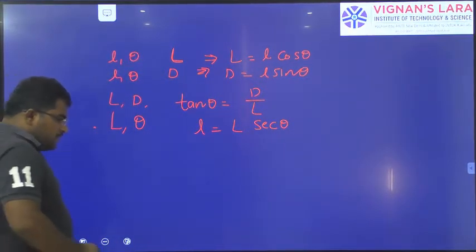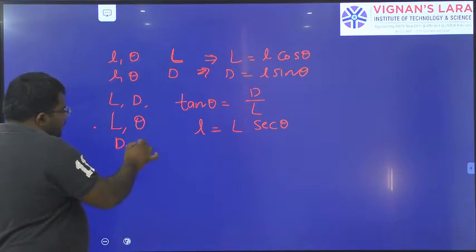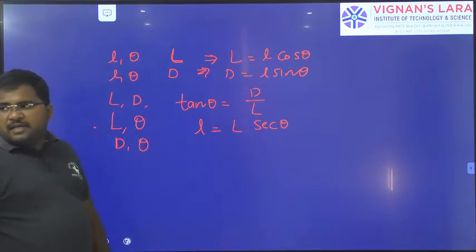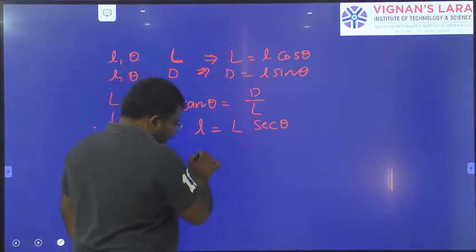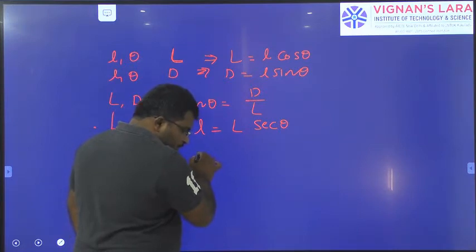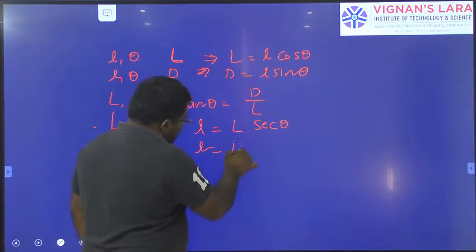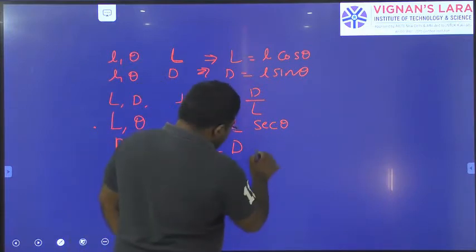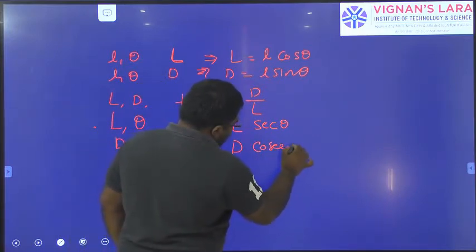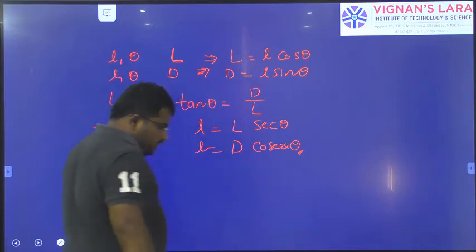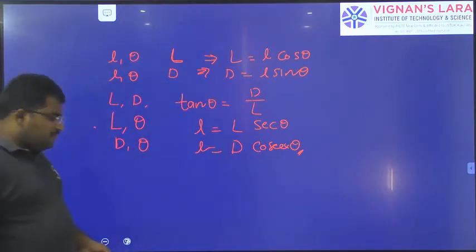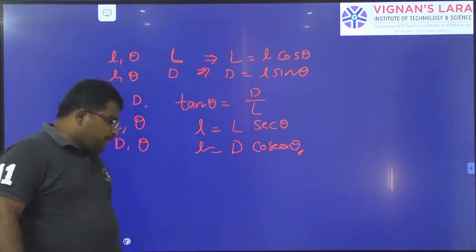Then sometimes they will give D and theta, the departure as well as the theta value. In that case, what you have to do is this: small l is equal to D cosecant theta. So these kinds of trigonometrical formulas we are going to apply.